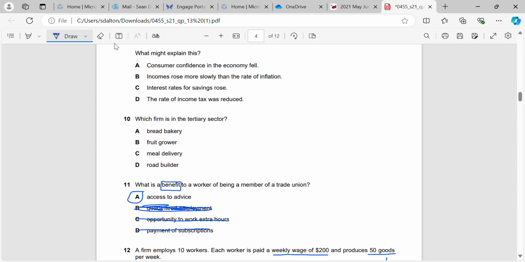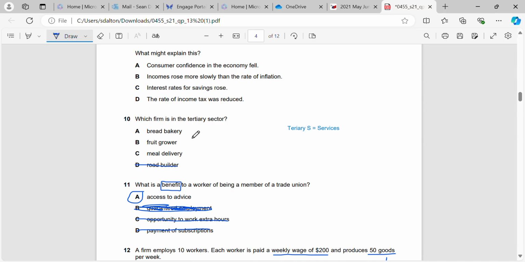Okay, which firm is in the tertiary sector? This is a difficult enough question. Remember that the tertiary sector is basically, our keyword we remember is services, right? So we're trying to look here and see which one is a service. So is a road builder a service? No, a road builder is likely to be in the secondary sector, where our keyword is manufacturing.